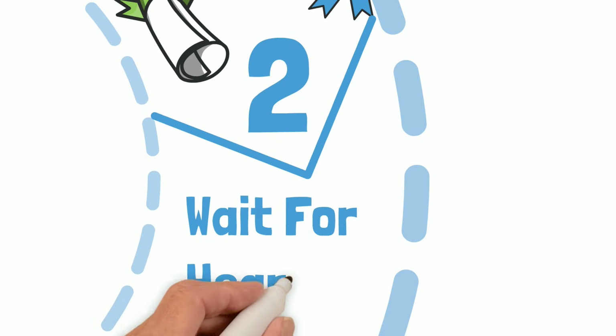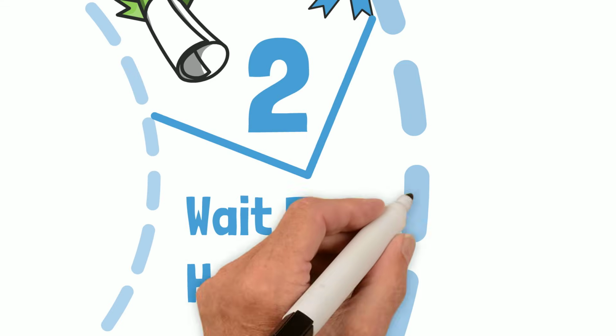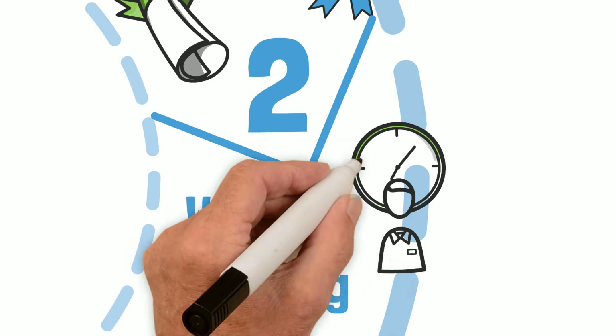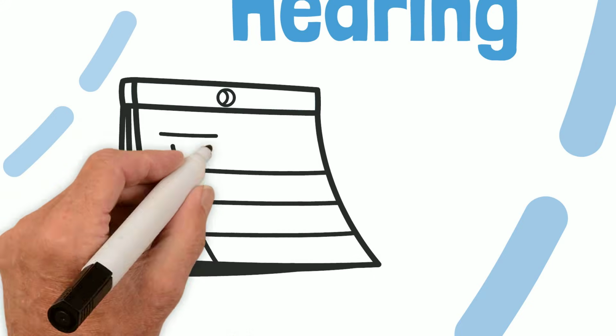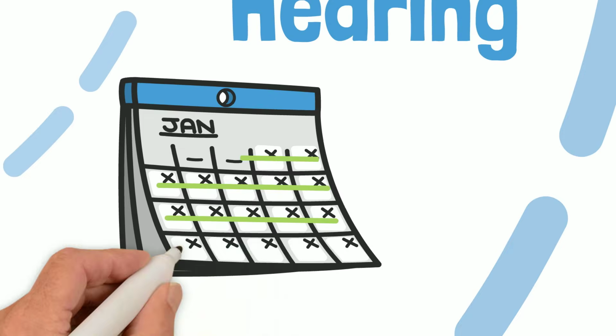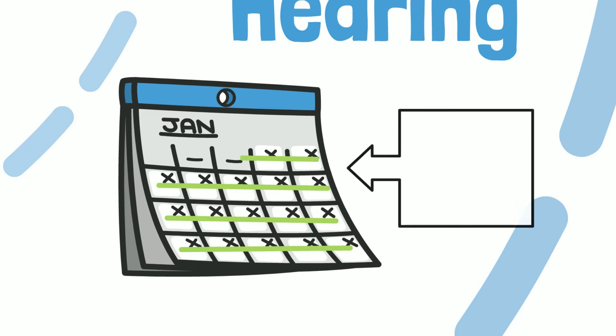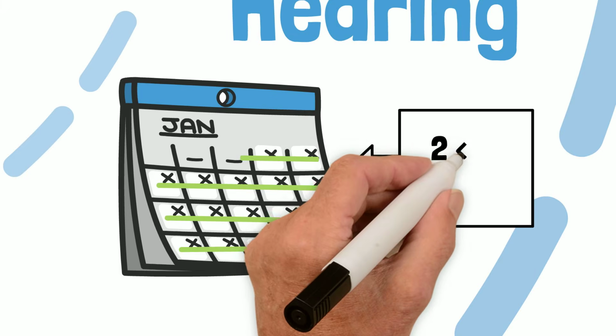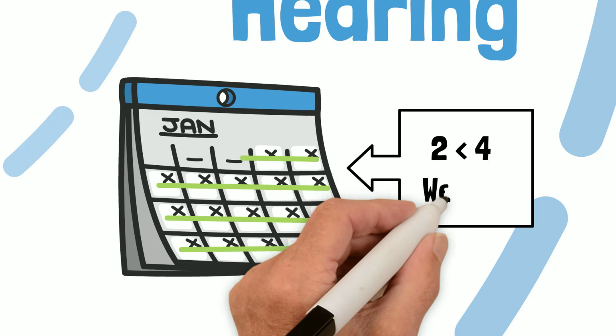Step 2. Wait for the hearing. Texas requires a 10-day waiting period. That doesn't mean you'll get your hearing in 10 days. 10 days is just the soonest it can happen. In large counties like Harris County or Dallas County, you can expect to wait 2 to 4 weeks before you get on the court's docket.